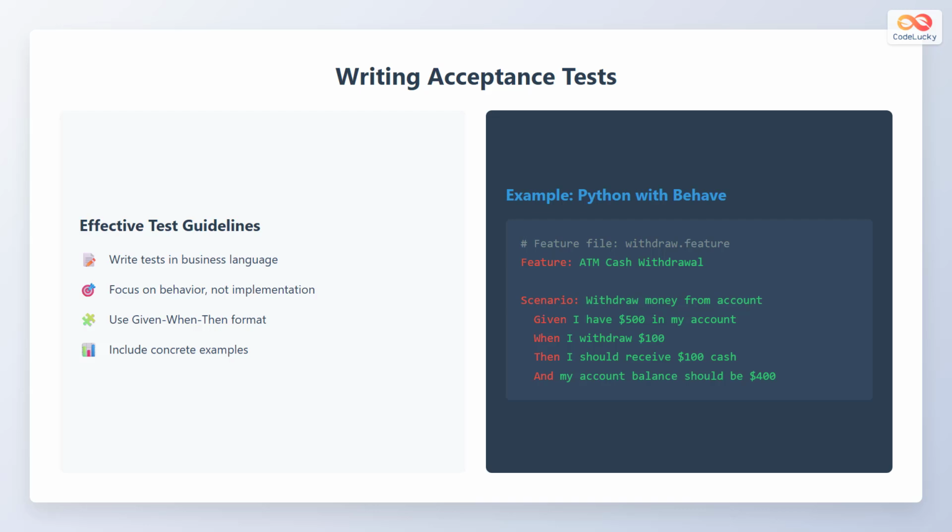When writing acceptance tests, follow these guidelines. Write tests in business language so they're understandable to everyone. Focus on the behavior of the system, not the implementation details. Use the given-when-then format to clearly define the test scenario. Include concrete examples to illustrate the expected behavior.